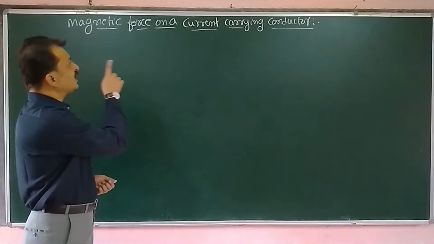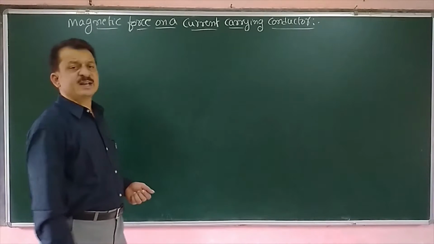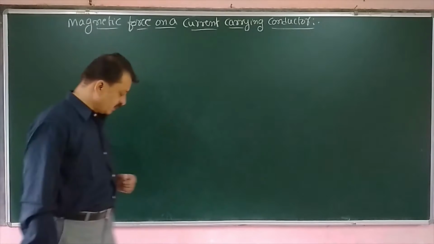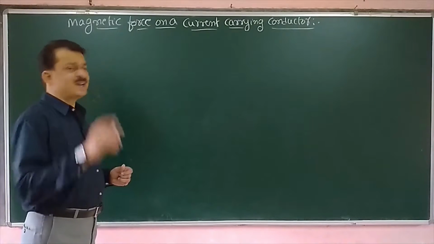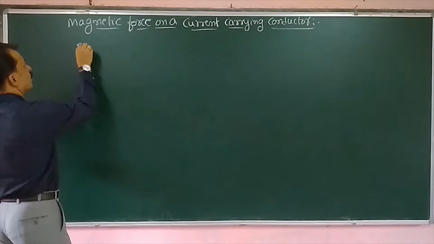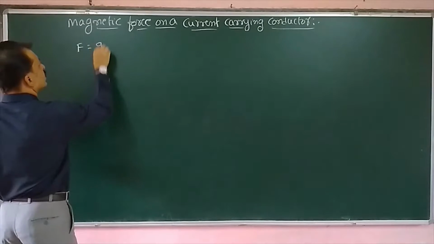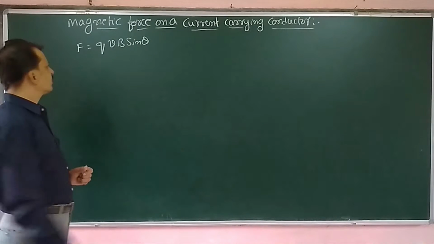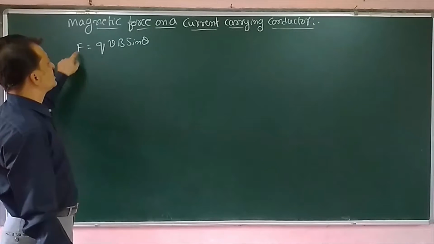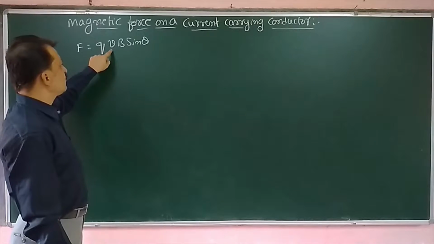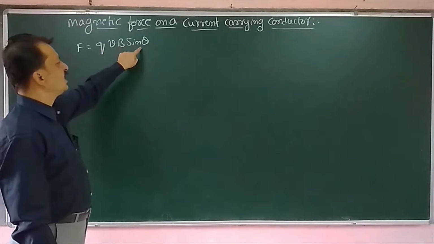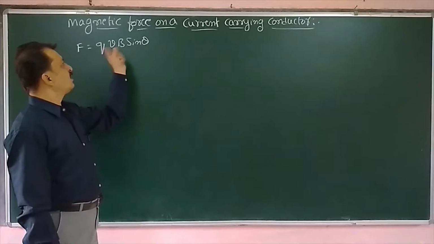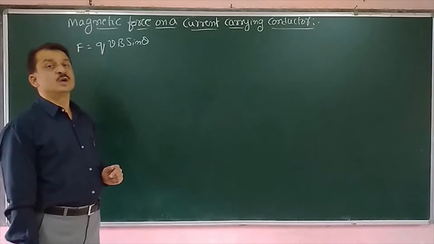Concept: magnetic force on a current carrying conductor. In the previous class, we studied the magnetic force on a charge. The magnitude of the magnetic force is given by q v B sin theta. Therefore, the magnetic force on a charge depends on the velocity, the magnetic field, and the sine of the angle between the velocity vector and the field vector.